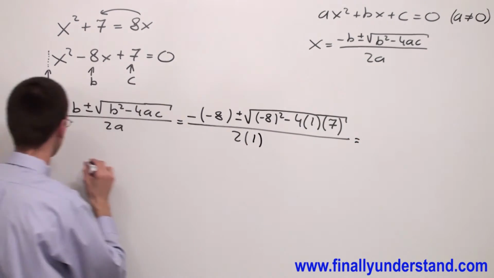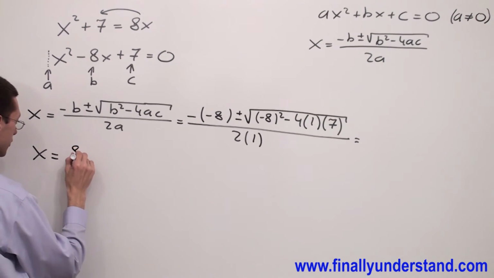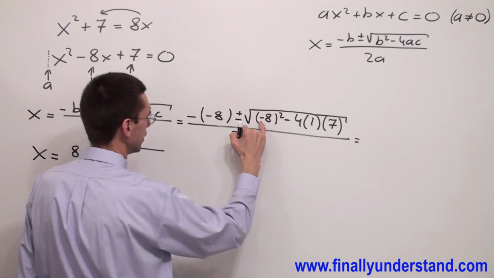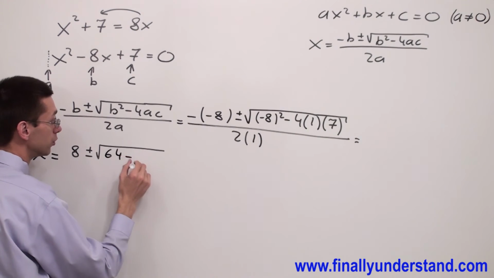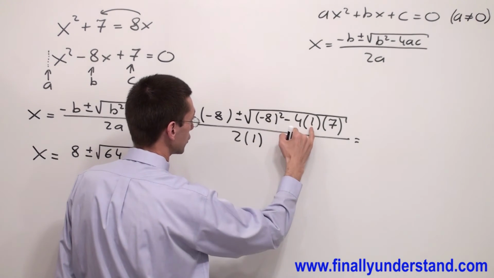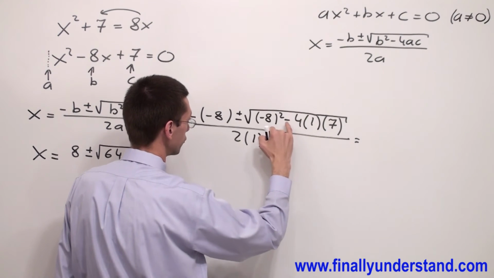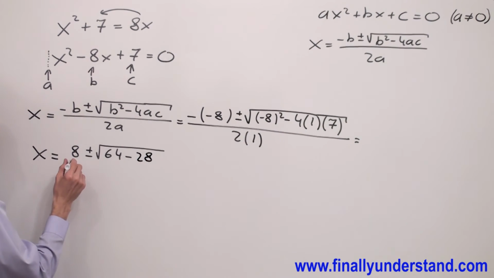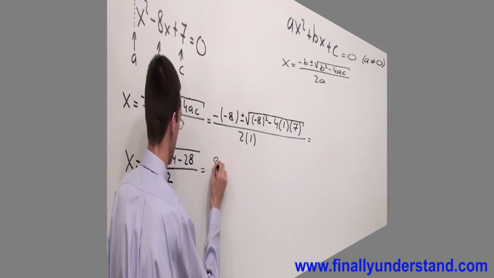Okay, this is equal. x equals negative times negative gives me positive, so I have 8 plus or minus the square root, and I have negative 8 to the second power, which is 64, minus 4 times 1, which is 4, and 4 times 7 is 28. Don't forget about the negative sign, so this is negative 28, over 2 times 1, which is 2.